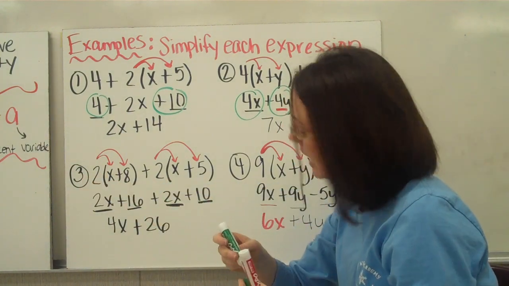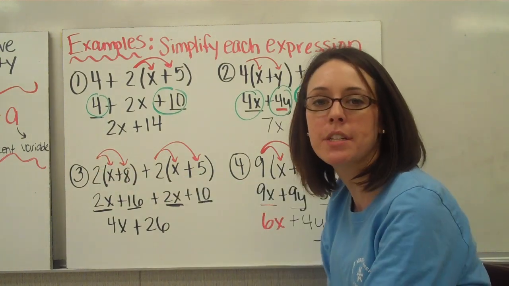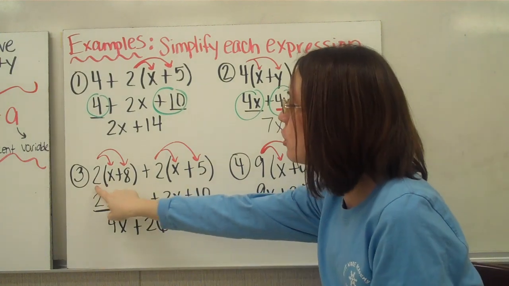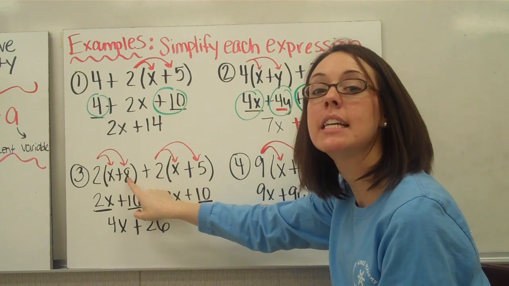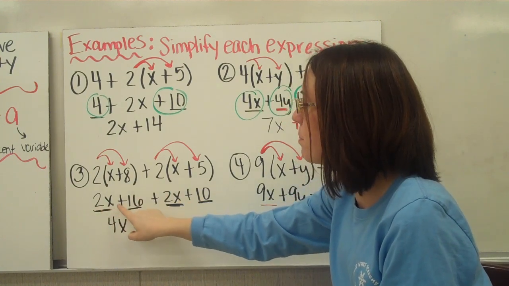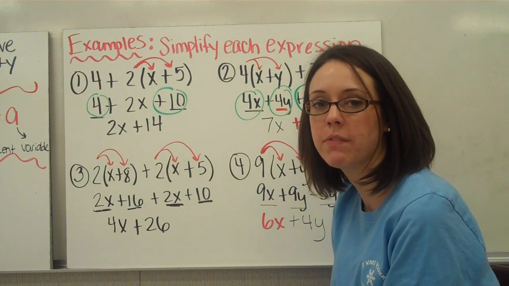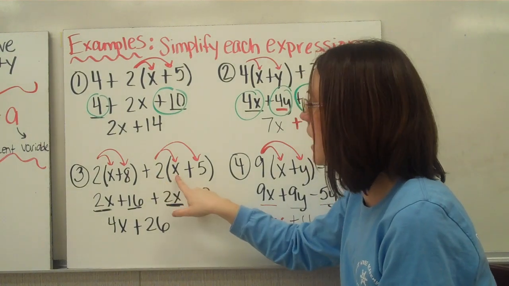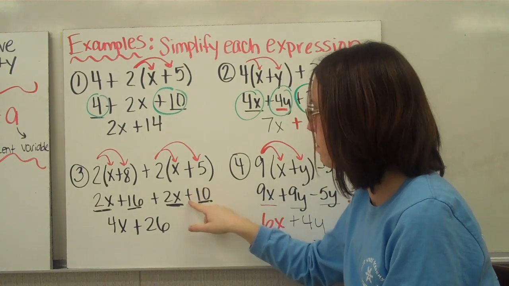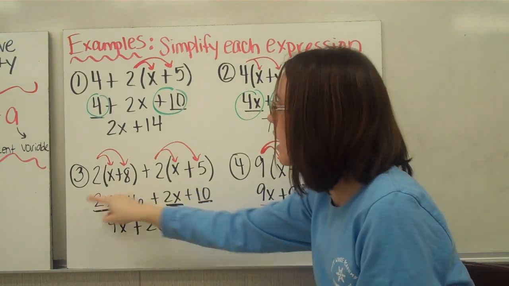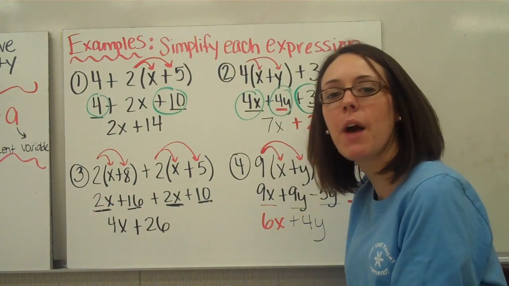Example number 3. Here I'm going to be using the distributive property 2 times. Let's start out with the first step, because order of operations tells us to go from left to right. 2 times x is 2x. 2 times 8 is 16. You're left with 2x plus 16. Let's do our second part, which is the second application of the distributive property. 2 times x is 2x. 2 times 5 is 10. Again, bring down your addition. Here we're left with a nice, long, non-simplified algebraic expression, but you know how to simplify.